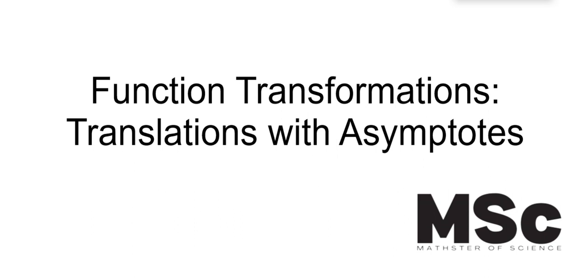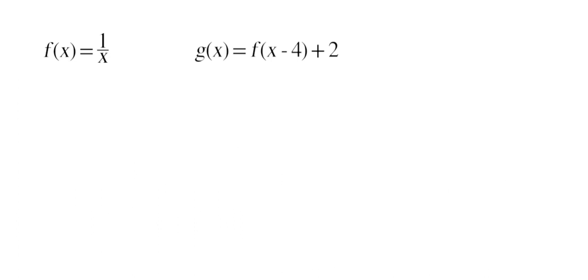In this video we're going to be looking at function transformations, specifically translations of functions with asymptotes. So here we have the reciprocal function, and hopefully you can picture what it looks like. I'll graph it for you in a minute, but it does have both a vertical and a horizontal asymptote. Here we have a transformed function g at x, and it is related to f at x via a series of translations. So let's rewrite this now using what we know about f at x.